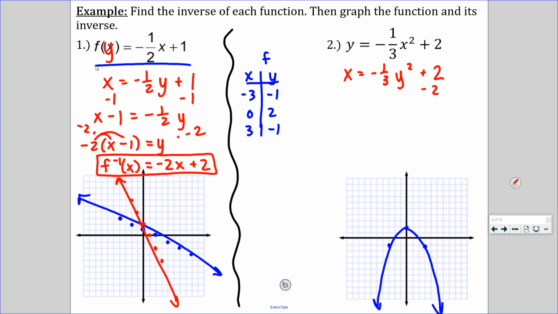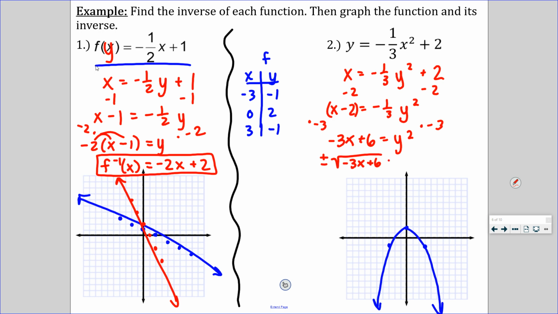So minus the 2 over. Multiply both sides by -3. I'm going to distribute that over here. I get -3x plus 6. Almost done. What would I need to do to solve for y? Square root both sides. Don't forget plus or minus. So the inverse, which again I'm writing with the correct notation, is plus or minus the square root of -3x plus 6.